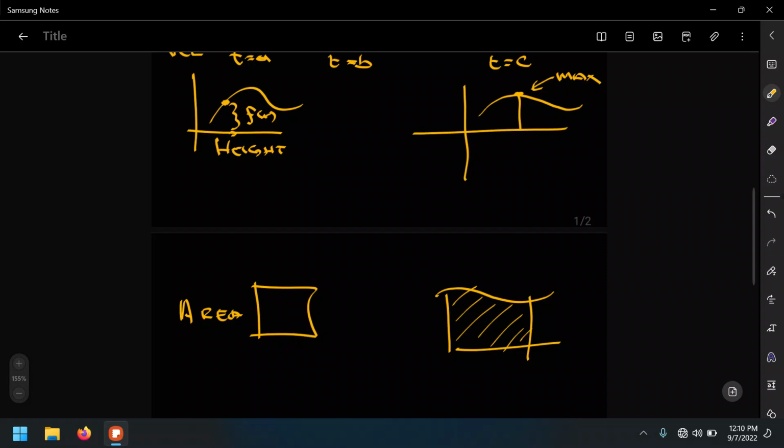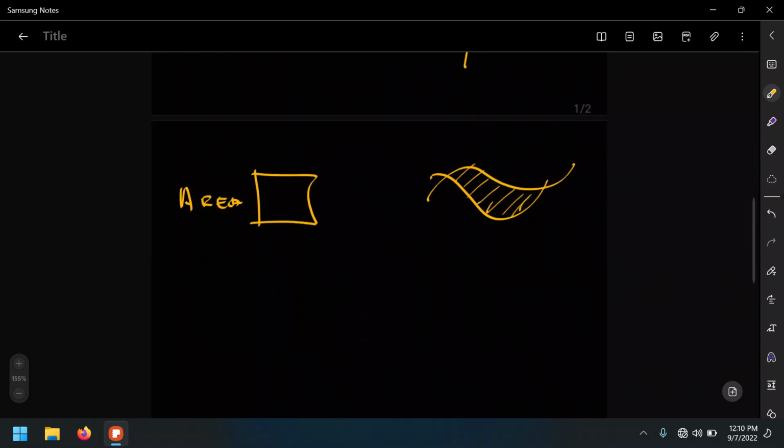So in this case, we're going to use calculus to find areas of weird looking shapes like this, or even something weird like this, an area like this. And that's the end of Calc 1 and mostly covered in Calculus 2.